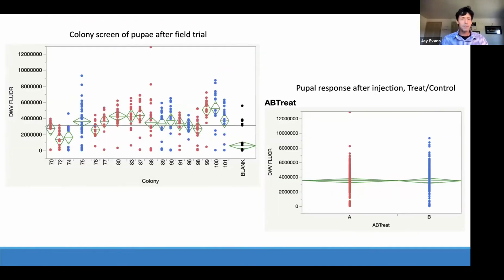And these are the types of data we get. They're surprisingly pretty clean, pretty tight with that injection scheme. There's still a lot of variation, of course, but from past studies, we think that's from bee to bee variation, probably genetic variation. So we're not too worried about that.